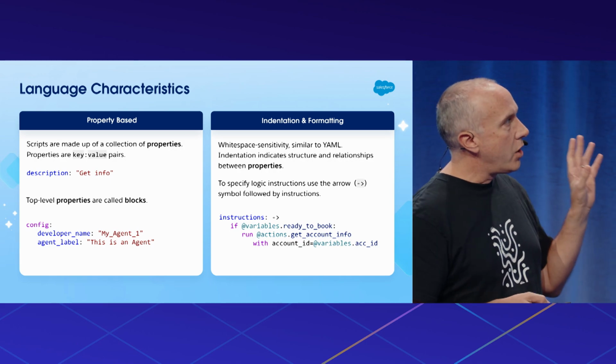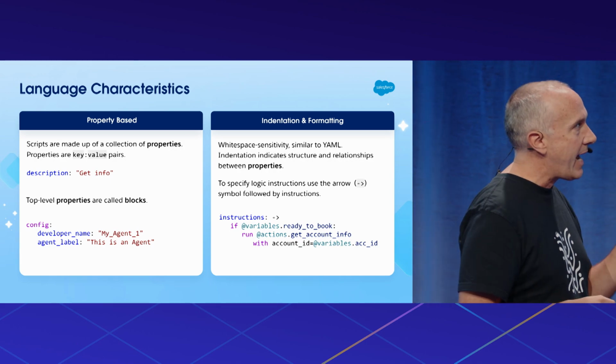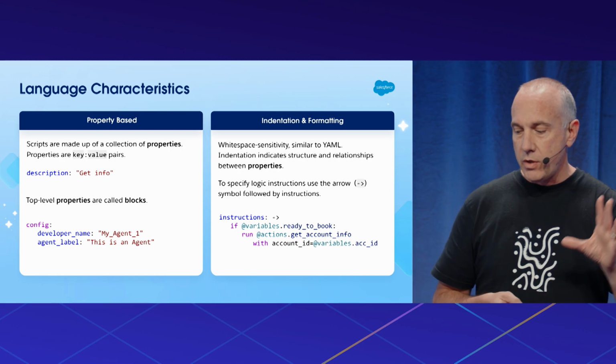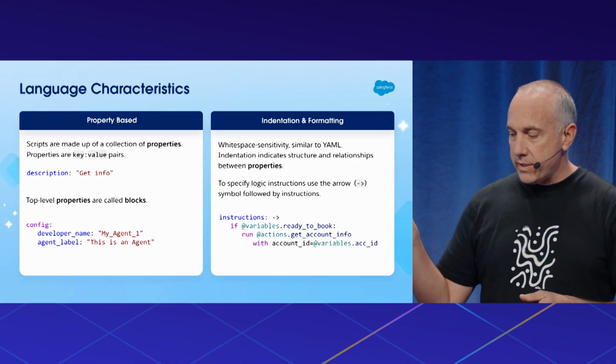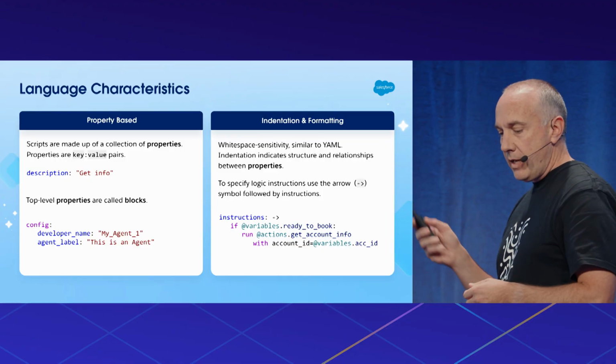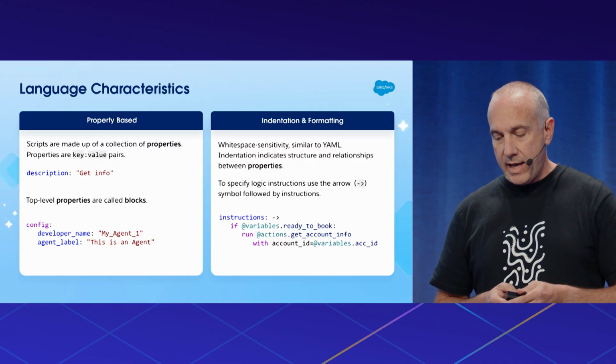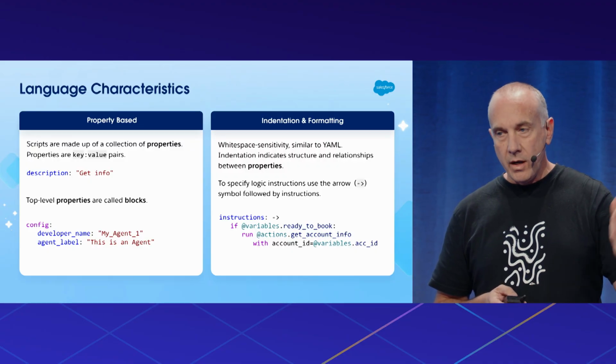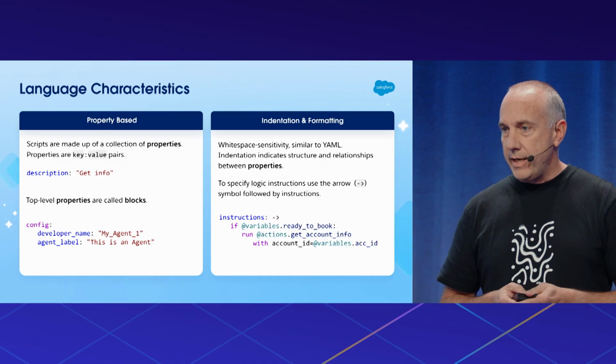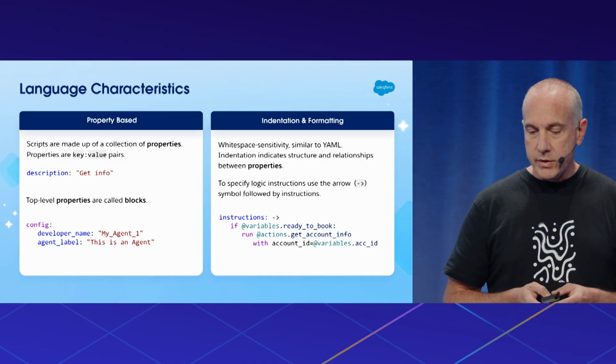If you want to specify logic in your instructions, you can use the arrow symbol followed by the instructions. So we've got a very simple example on the screen. If you've got a variable called ready to book, then you can run an action called getAccountInfo. And I can even pass in an input variable to that process.